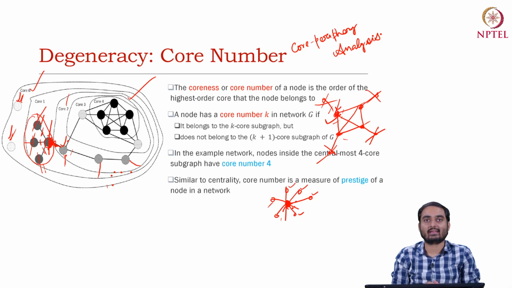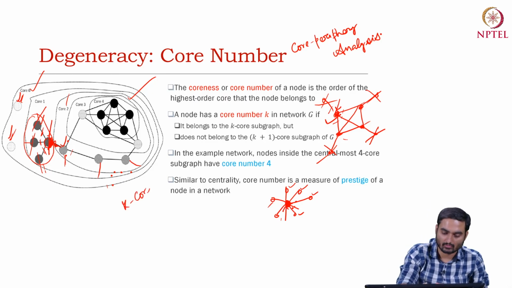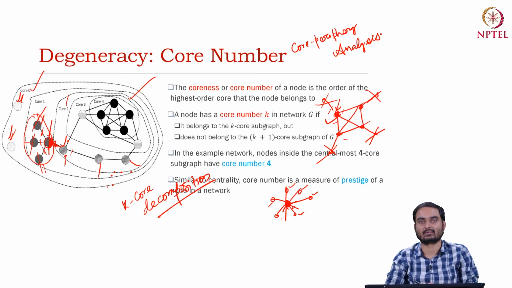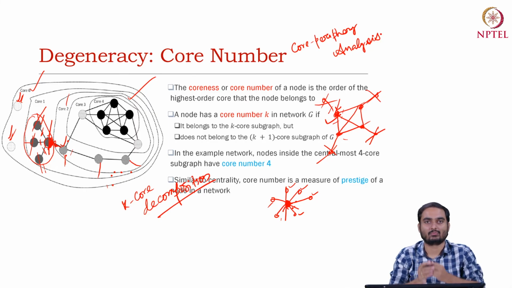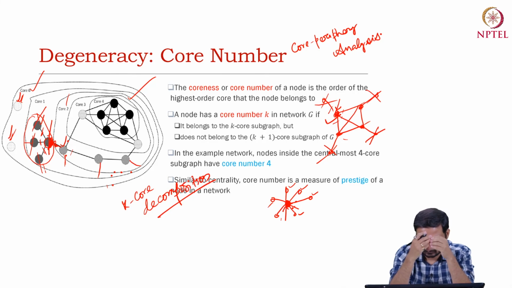This is also called k-core decomposition. K-core decomposition and core periphery analysis are kind of synonymous. What basically they are trying to say is that we keep on removing nodes and try to identify the core part of a network. This core part of a network are the central parts. If you want to destabilize a network, you want to break the network, you should attack these core nodes in a network rather than attacking the peripheral nodes.